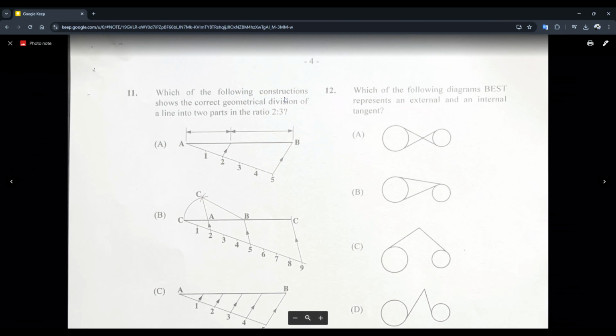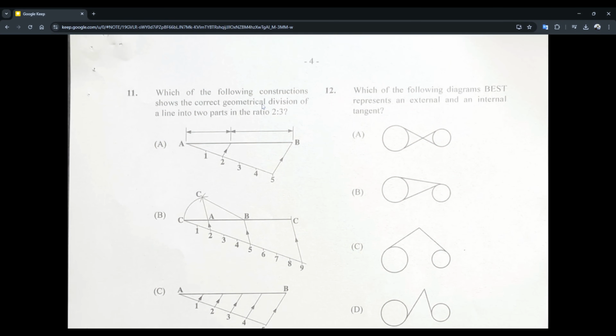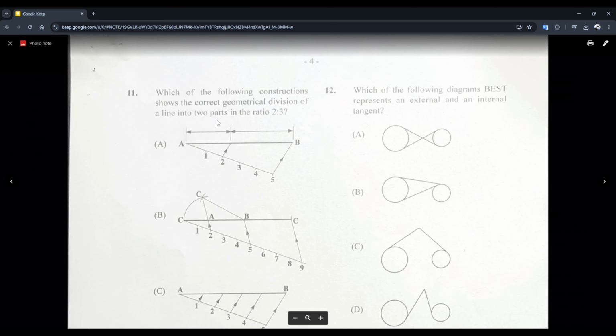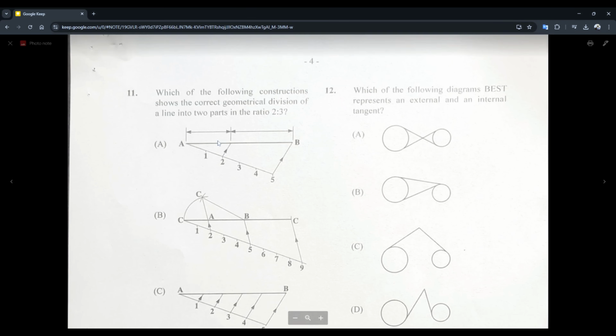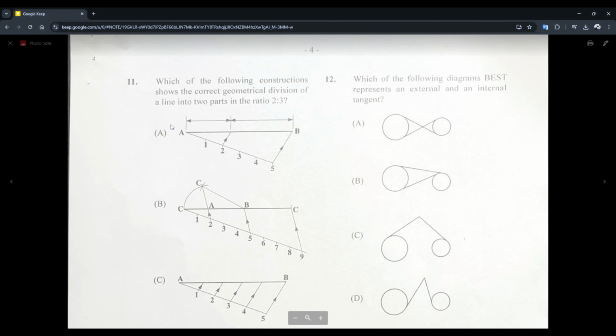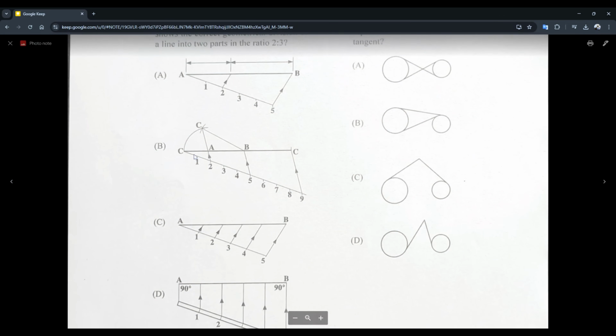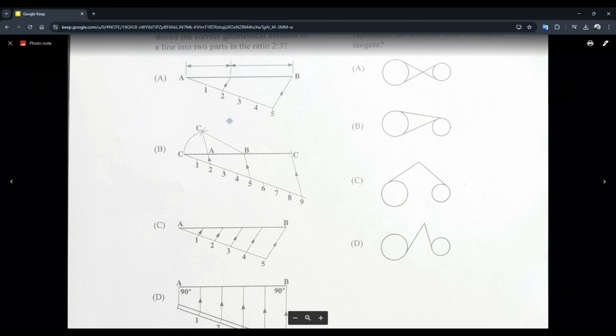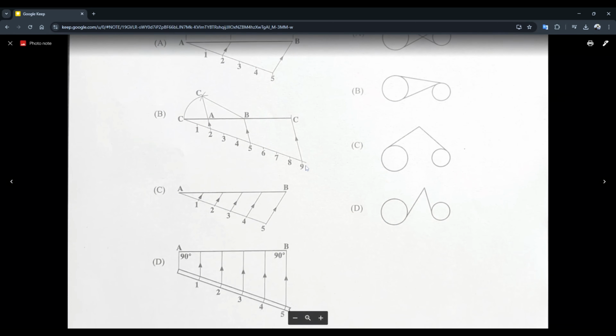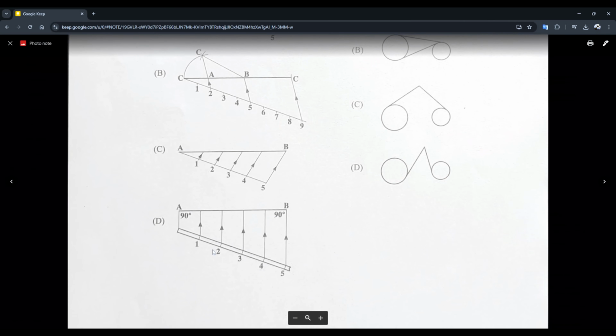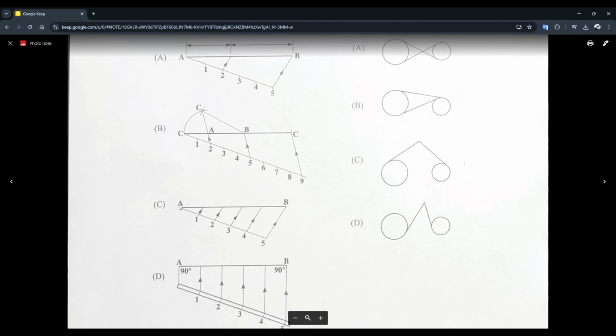Number 11, which of the following constructions shows the correct geometrical division of a line into 2 parts in the ratio 2 to 3? All right, so one of the first things that we do, let's see. So we have 2 parts here. We have 3 here. But we are missing some of the construction lines. This is not correct. No, we should only have 5 parts and this has 9. Okay, this has 5. This also has 5, but D looks wonky. The answer is actually C.